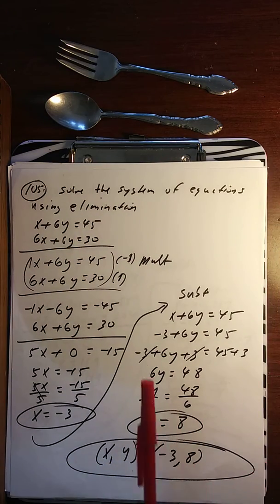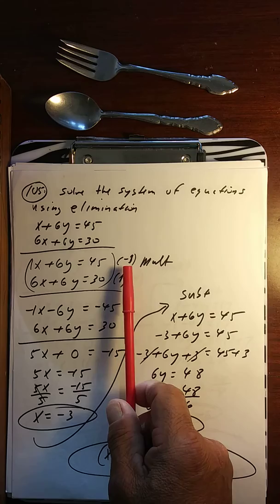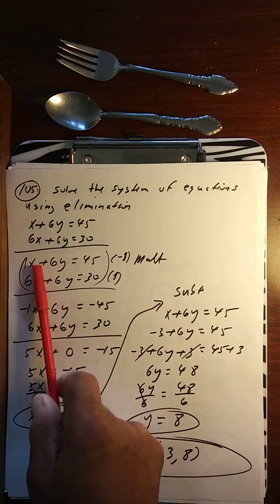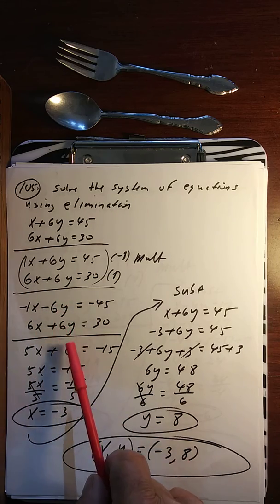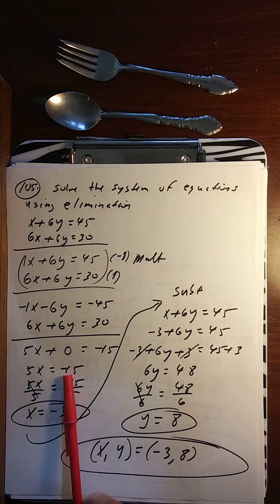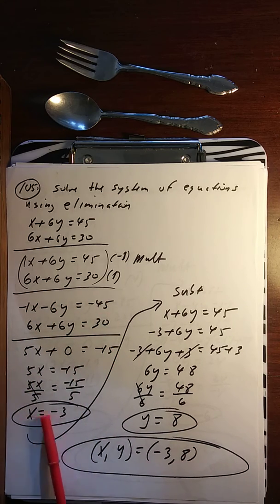Solve this equation using elimination. So I'm going to multiply this one by negative 1, this one by positive 1. So now the new one's going to be this. So now add them down. 5x and 0 equals negative 15. 5x is negative 15, divided by 5, so x is negative 3.